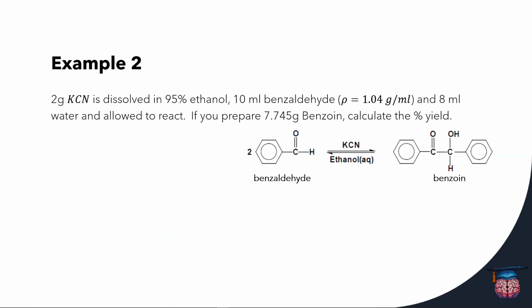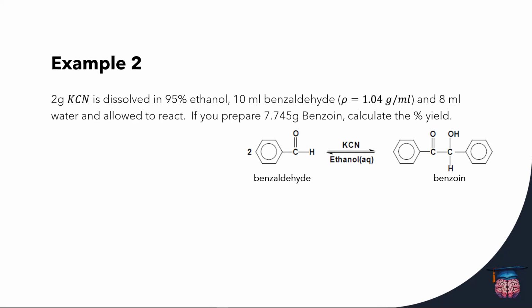Next, we are going to look at this example of the synthesis of benzoin. So they tell us that we have 2 grams of potassium cyanide, which is dissolved in 95% ethanol. And to this is added 10 milliliters of benzaldehyde with a density of 1.04 grams per milliliter and 8 milliliters of water, and this is allowed to react. So if we prepare 7.745 grams of benzoin, we need to calculate the percentage yield.